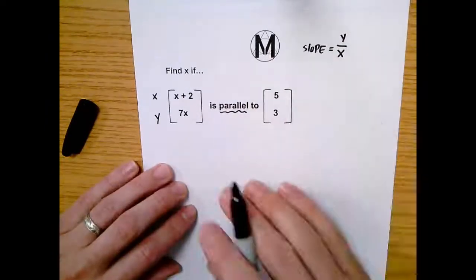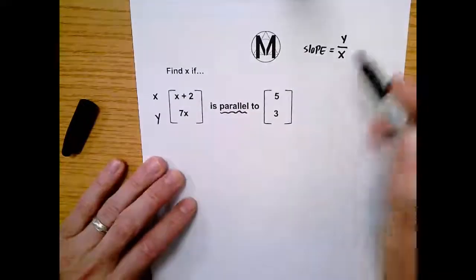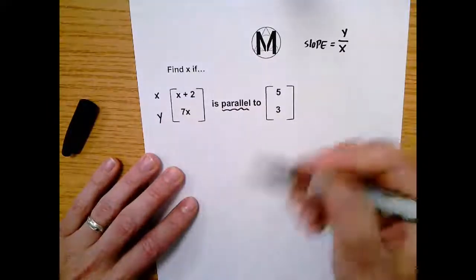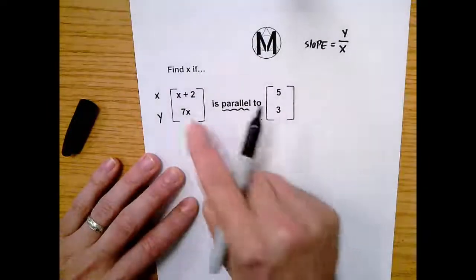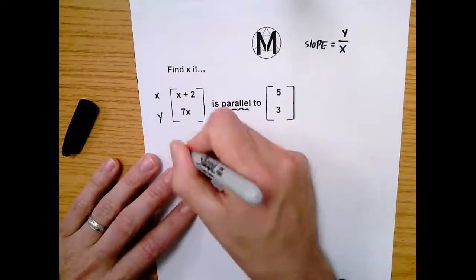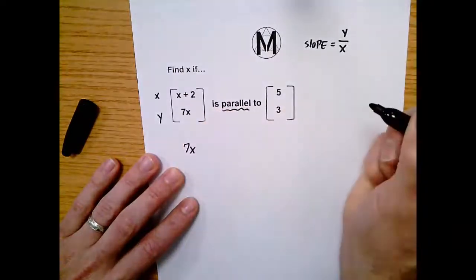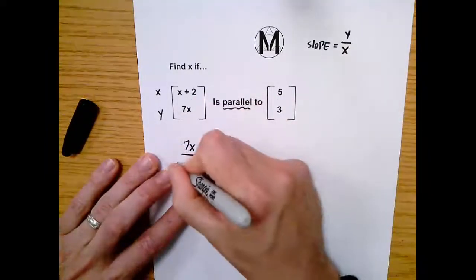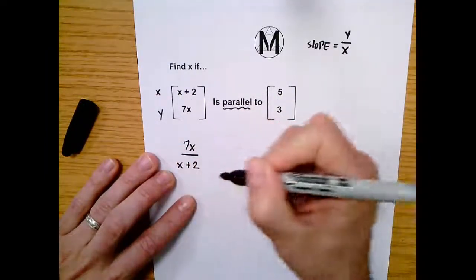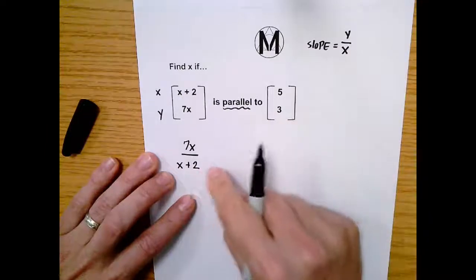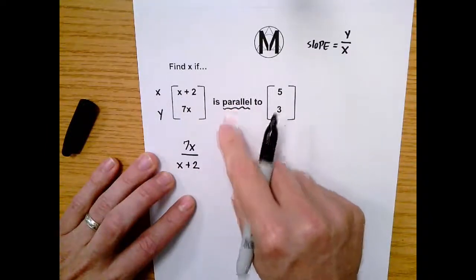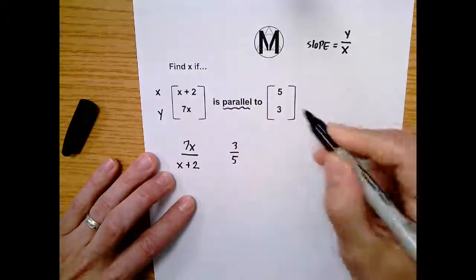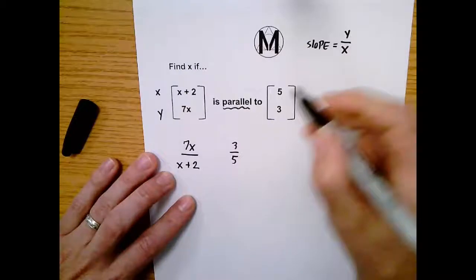So what I'm going to go ahead and do is just write these in slope form with the y on top, and I'm going to write them as fractions. So this would give me the slope of these vectors. So if I do this one, the y is on top, so I'm just going to say 7x, okie dokie. And this one I'm going to say x plus 2. So now I'm just looking at their slopes, right? And we know these slopes should be the same because they are parallel. So this slope right here, I'm just going to write 3 over 5. And again, I just took the y and I put it over the x, 3 over 5.